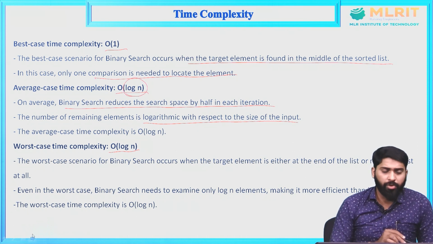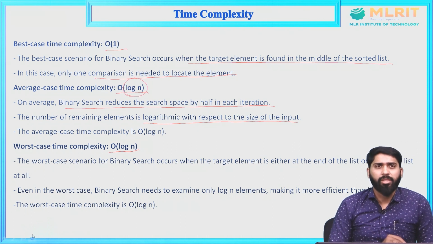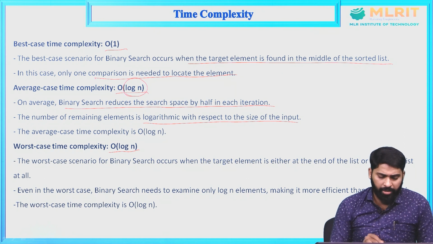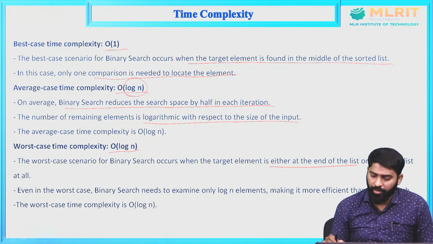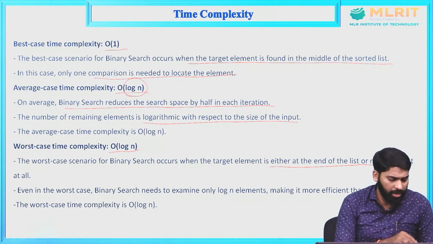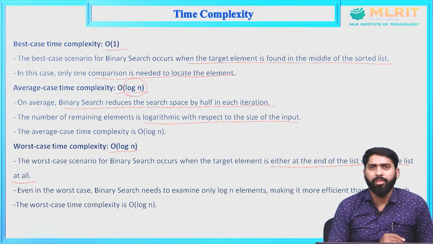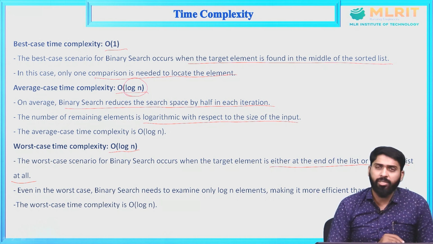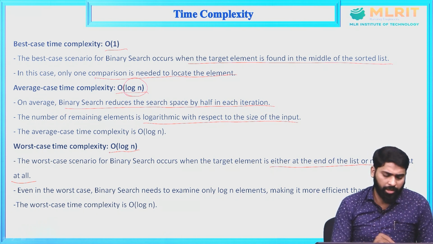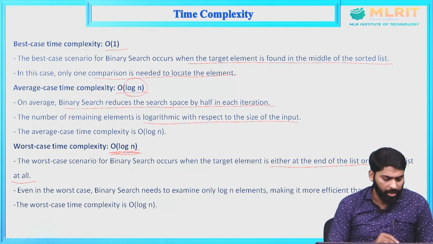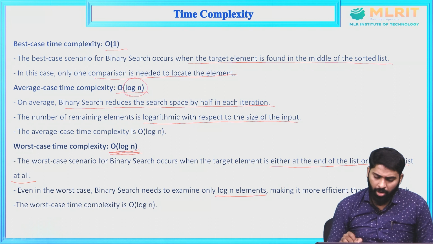Okay. So worst case time complexity: the worst case scenario for binary search occurs when the target element is either at the end of the list or not in the list at all. If the element is found in the last comparison, or maybe the element is not found in the list, these two cases come under worst case time complexity. So for this also the time complexity is big O of log n. Even in the worst case, binary search needs to examine only log n times.